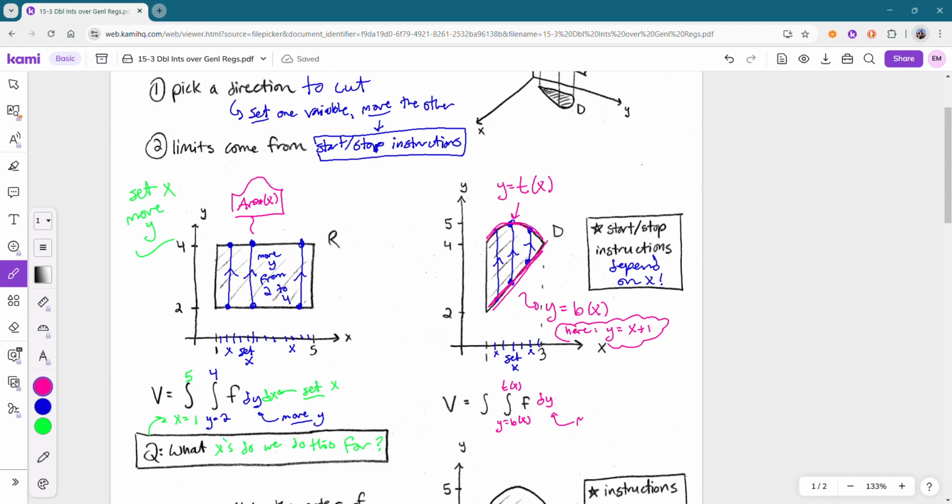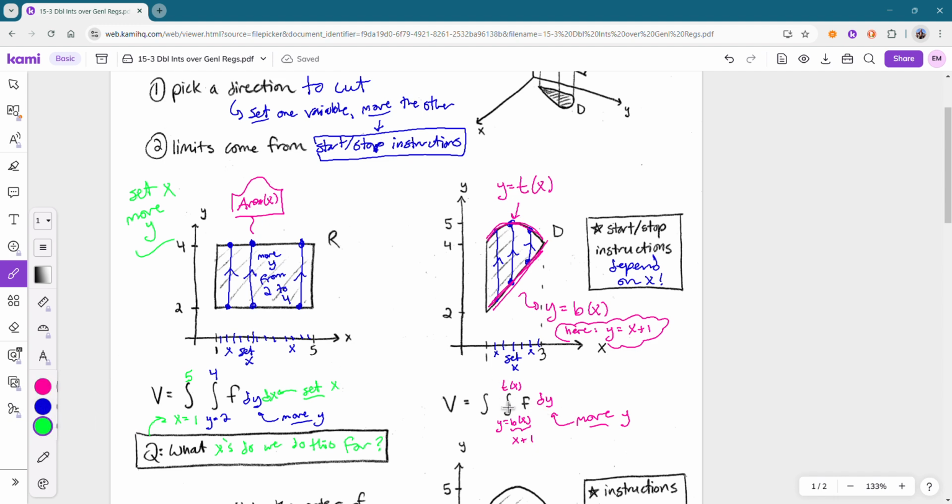And that's telling us how we move y. And here, once again, this b of x we actually know from our picture. It's x plus 1. And so what's interesting is that in more general regions, we can actually have functions as our limits of integration, as we see here.